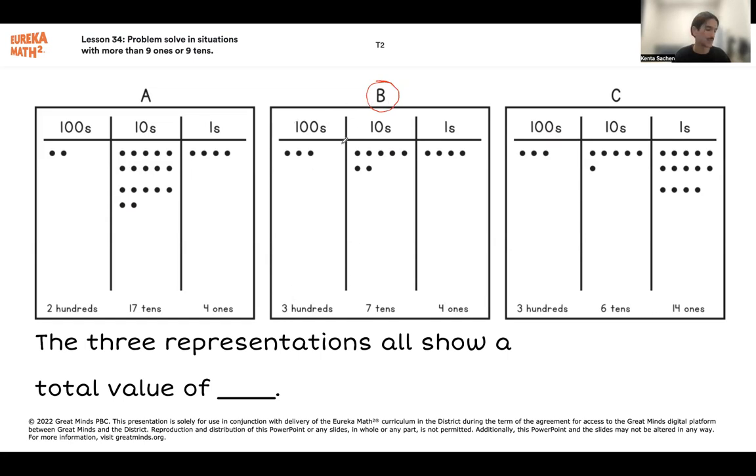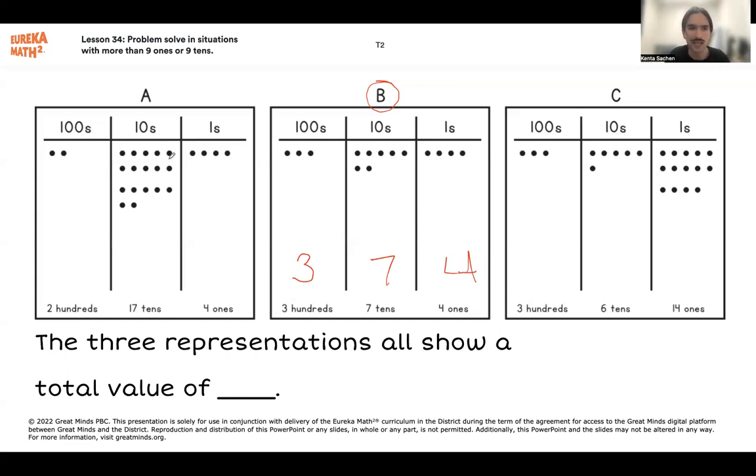What number is this? Okay, good. I'm seeing some hands. Great. Liam, what number is this? 370, 7 tens, 4 ones, right? 374. Great. This is what we've been doing the past couple days. So I'm glad that so many of you knew that was 374.